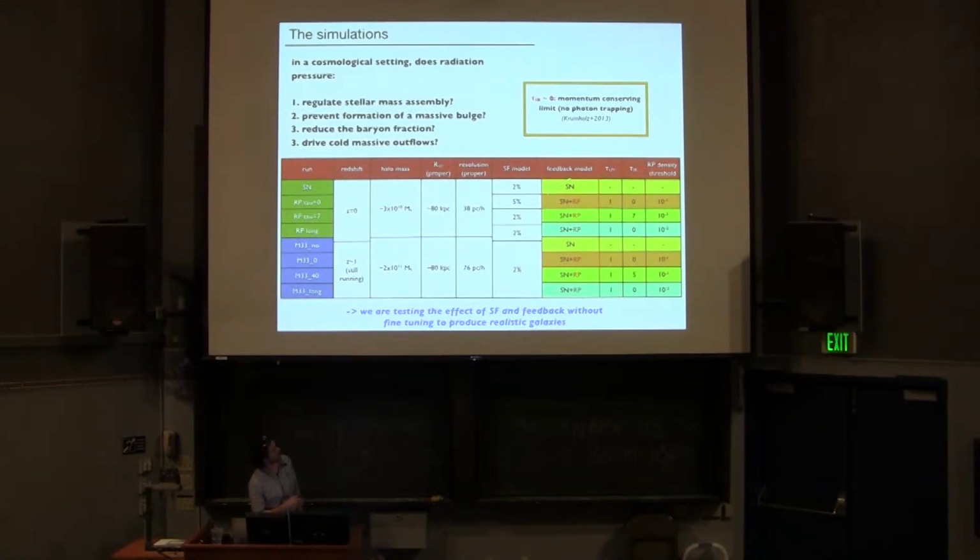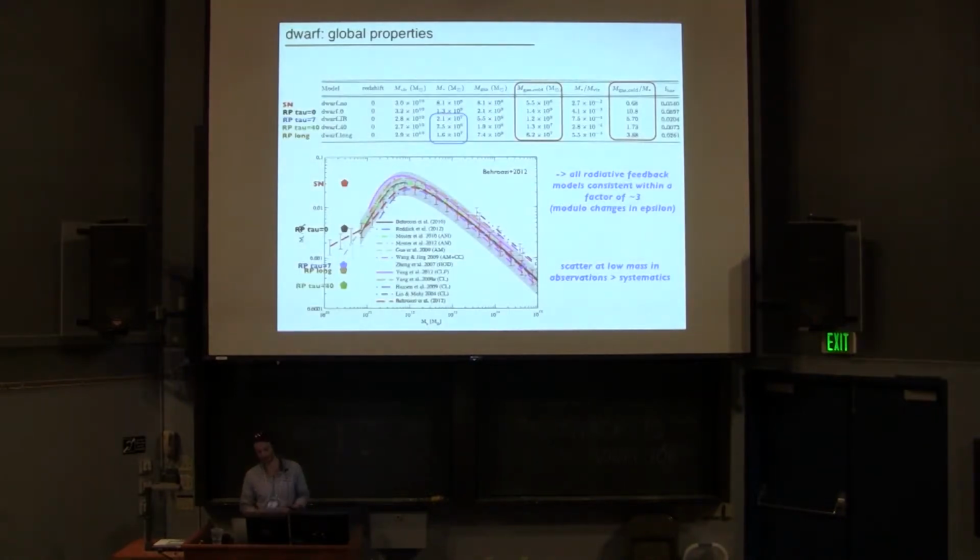I run a model with only supernova feedback and 3 or 4 different models with supernova feedback plus radiation pressure, so you have both effects contributing. The fiducial model, as I said before, is the momentum conserving model, in which you assume that the boost factor, which we call tau UV, the optical depth in the UV, is 1. Then we run models where we have higher boost factors as well. I emphasize here that we're not trying to tune these parameters to produce realistic galaxies. We're just evaluating the effect that radiation pressure has on the formation of the galaxies.